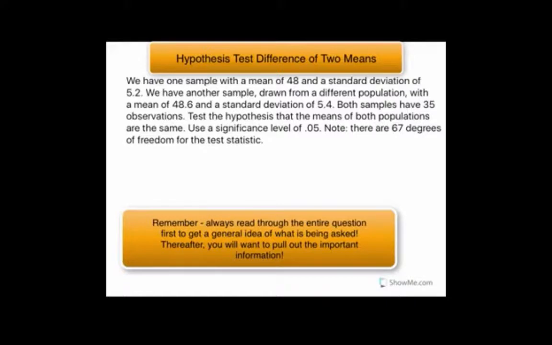And it tells us there are 67 degrees of freedom because, as we'll find out, the formula for degrees of freedom for a test like this is pretty complicated. So sometimes you'll just be given the number.